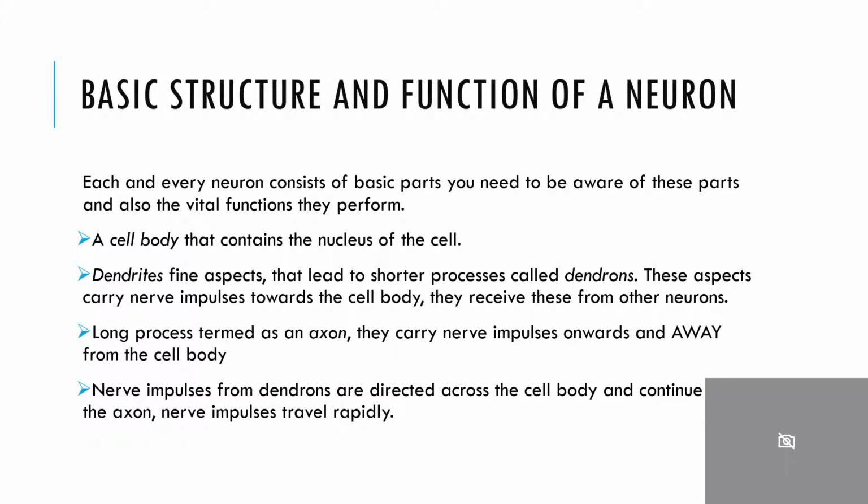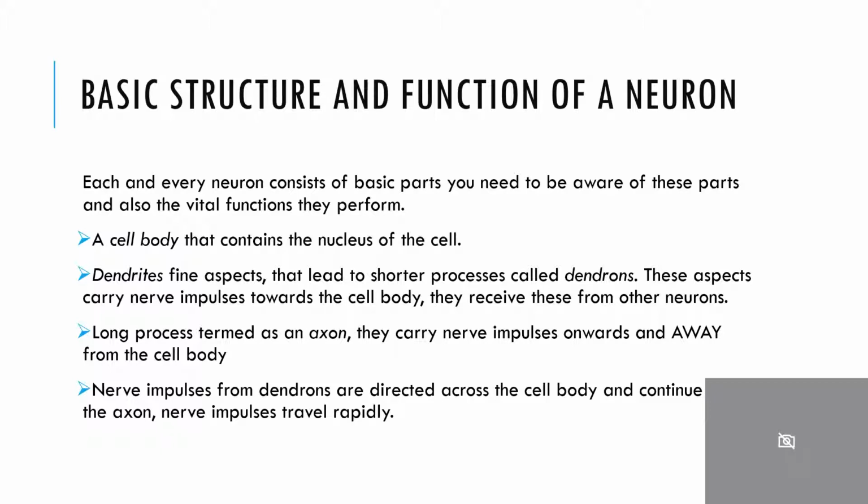The basic structure and function of a neuron is that each and every neuron consists of basic parts. You need to be aware of these parts and the vital functions that they perform. We have a cell body that contains the nucleus of the cell. Dendrites are made up of fine aspects that lead to shorter processes called dendrons. These aspects carry nerve impulses towards the cell body, and they receive these from other neurons.